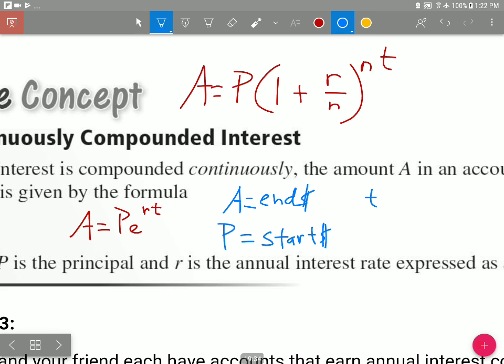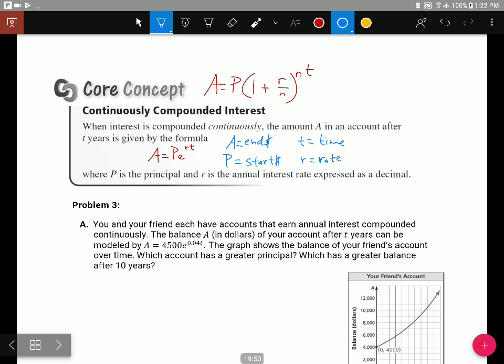What do you think T stands for? Time. What do you think R stands for? Rate. Not vate, rate. So with these types of questions, it's all going to be plug in what you know and solve for what you don't. Just like the other ones, they're plug and chug type problems.